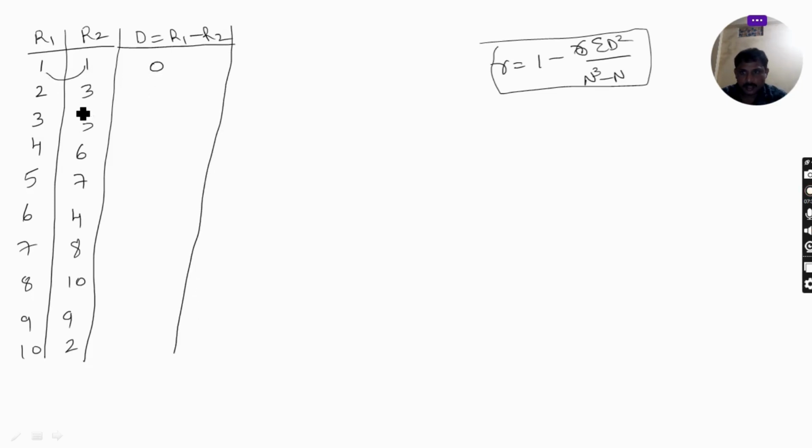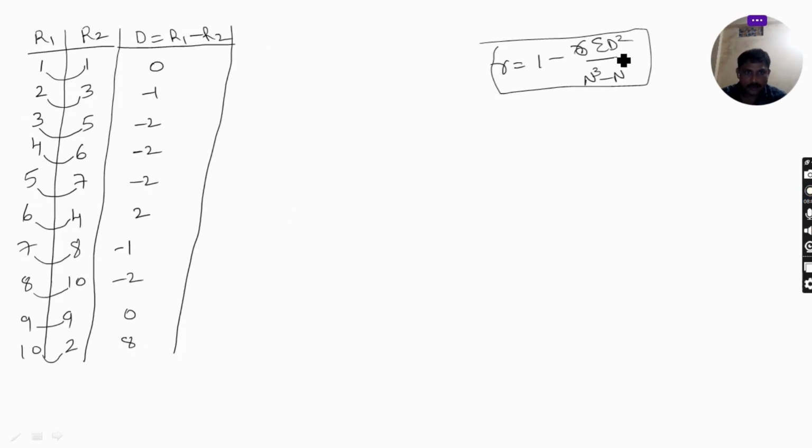1 minus 1, answer is 0. 2 minus 3, answer is minus 1. 3 minus 5, answer is minus 2. 4 minus 6, minus 2. 5 minus 7, minus 2. 6 minus 4, plus 2. 7 minus 8, minus 1. 8 minus 10, minus 2. 9 minus 9, 0. And 10 minus 2, 8.